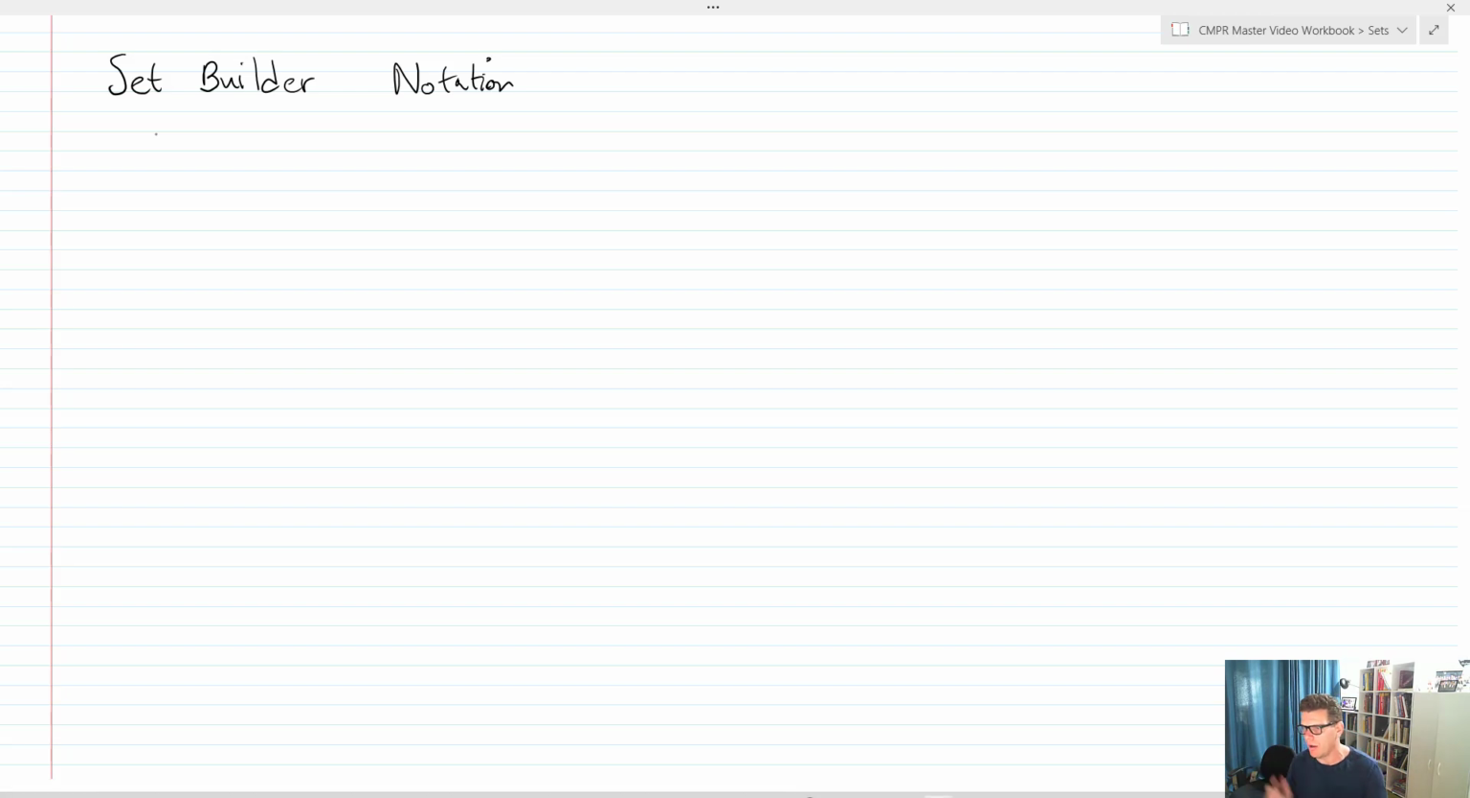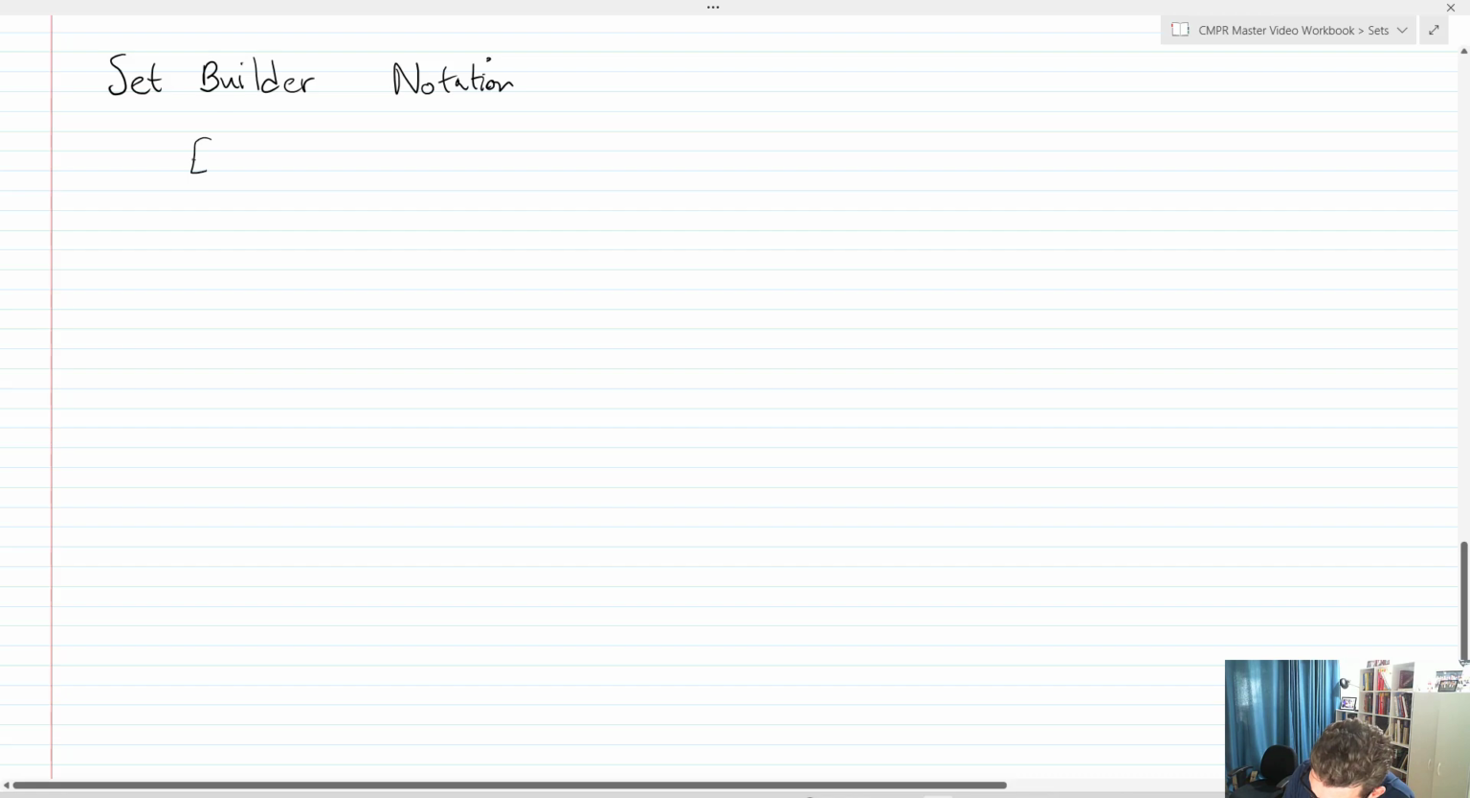Now the next piece that we have here is something called set builder notation. Set builder notation is a way of representing sets that are perhaps infinite. We're going to use it when we have a really large set where we don't want to list out all the elements. I'll give you an example, and then we're going to break it up into its component parts.